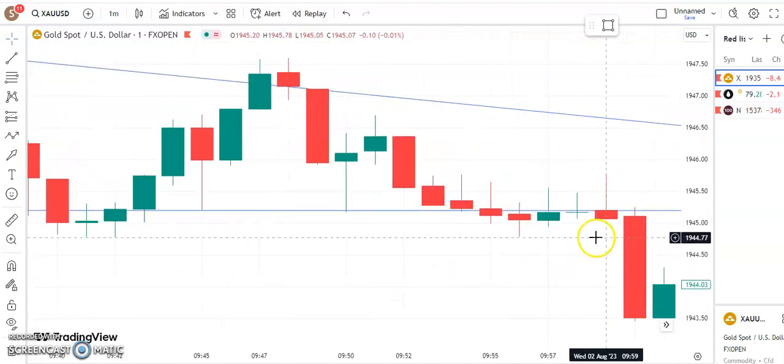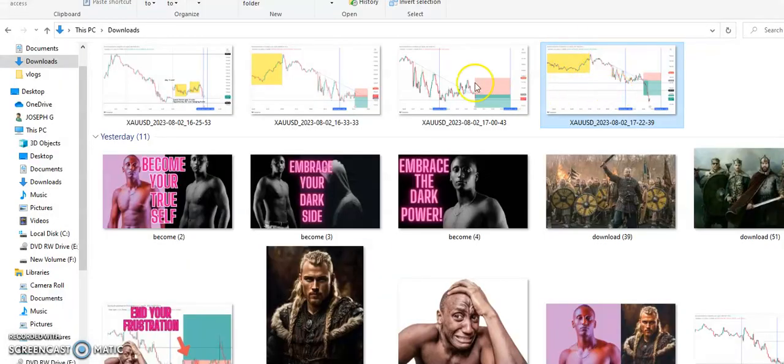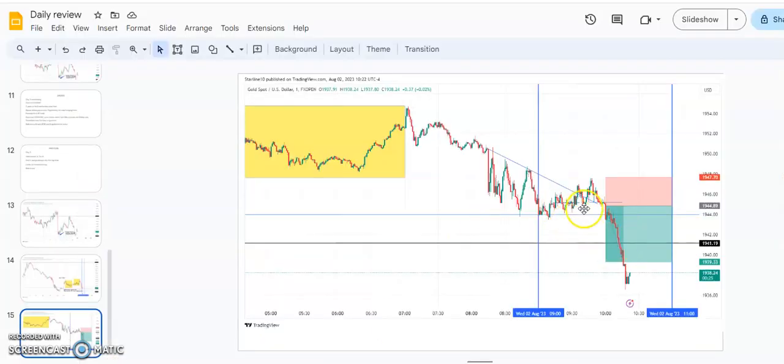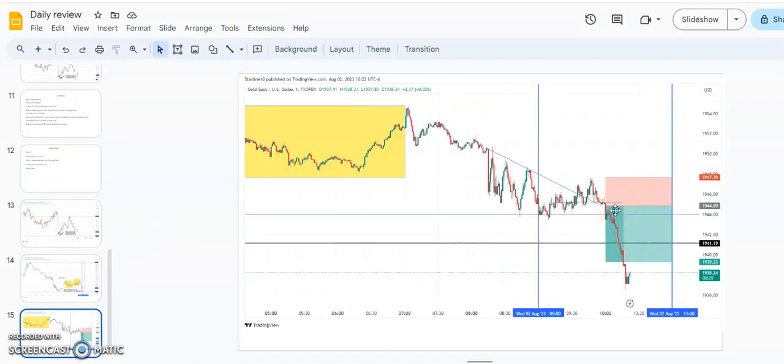So we have this break in structure, and then a retest with an engulfment here. So this engulfment at 9:59, with timing 1 minute before the close of the 15-minute candle, the close of the second hour. This was the setup. Let me show you. Here it is. I think. All right. Before that opens, this is the entry. As you can see, it was a beautiful setup that broke down really quickly.